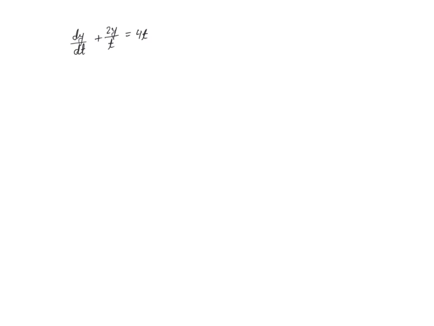In this video, I'm going to solve this first order linear differential equation. The general structure of the first order linear differential equation is dy over dt plus p of t times y is equal to g of t. For this particular problem, your p of t is going to be 2 over t, which is the coefficient of y right here, and g of t is 4t.